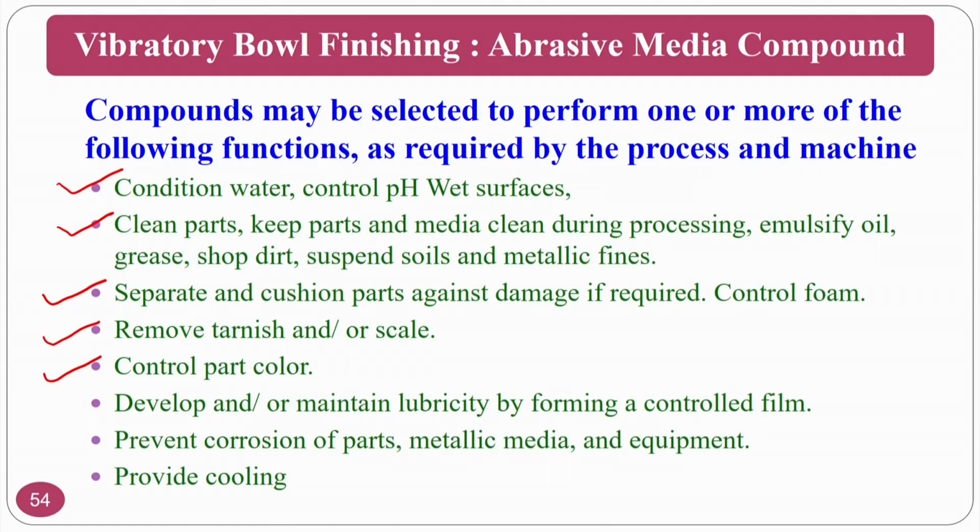Maintain lubricity, prevent corrosion of parts, metallic media and equipment, and provide cooling. Normally the most important thing is that there will be temperature generation, depending on the amplitude that you are giving and the velocity at which you are rotating. There is a lot of temperature generation possibility. For that you can cool it. That's why water plus lubricant plus other things, all rheological additives, will be added, so that you can overcome some of the problems in the vibratory mass finishing process.